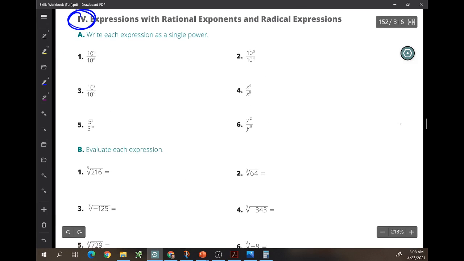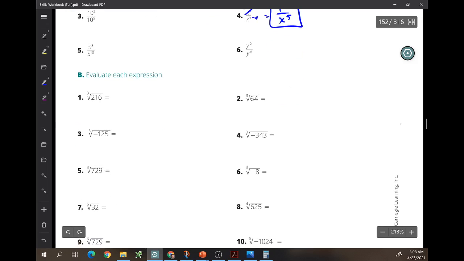Part A, we're just simplifying. Find the bigger term. It's the 9th. So cross out this, put a 1 there, minus 4. This is 1 over x to the 5th. Just remember anything to the 0 power is 1. Okay. Then evaluate each expression.